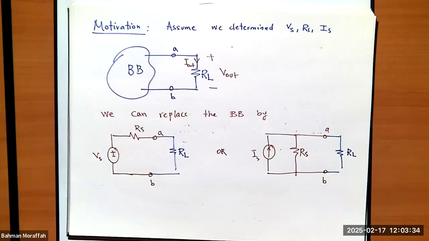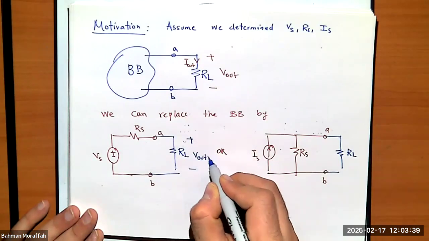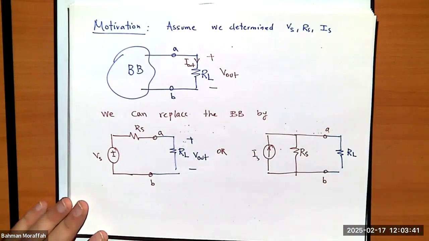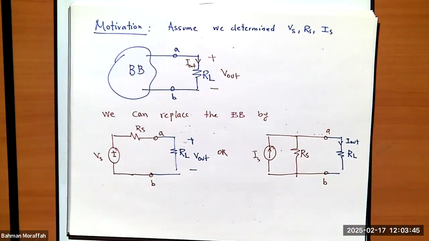Right? And since these two circuits are exactly the same, the voltage across this is V out, current through it is I out. Current through this is I out, voltage across it is V out. Right? Because these are equivalent circuits. And we determined Vs, Is, and Rs such that these two circuits are exactly the same. Right?